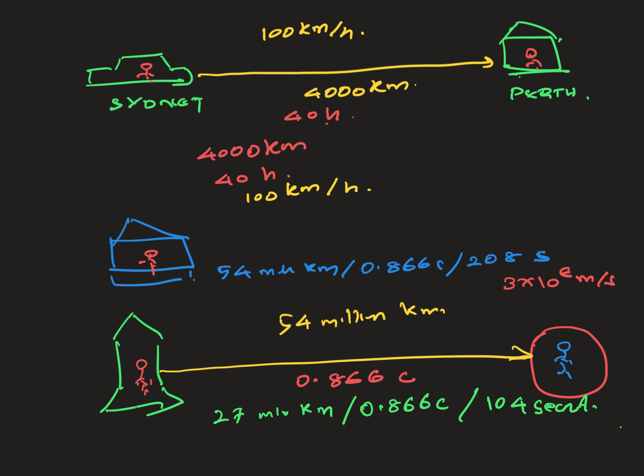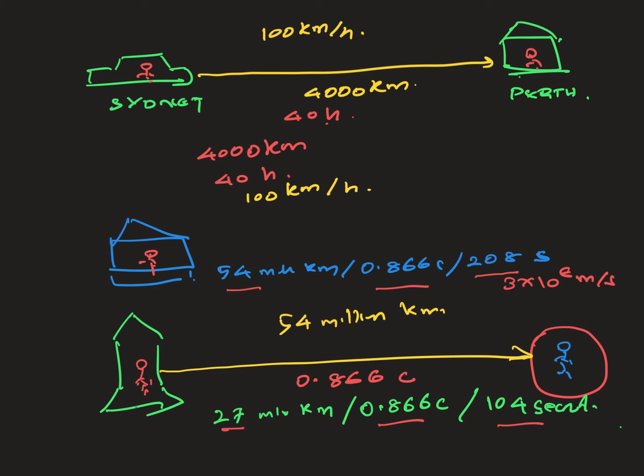So here's the problem. You both agree on the speed at which he traveled, but you disagree on the distance. Although initially he told you that it's 54 million kilometers, now he's saying he traveled only about 27 million kilometers. And the time: according to your calculation, it took 208 seconds, but he's saying it took only 104 seconds. He's telling the truth, and you are telling the truth, but the values are completely different. So what's happening?